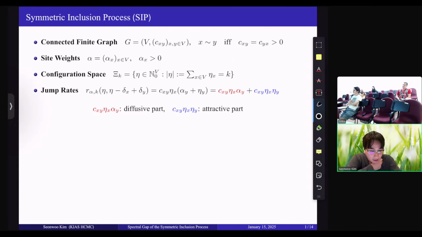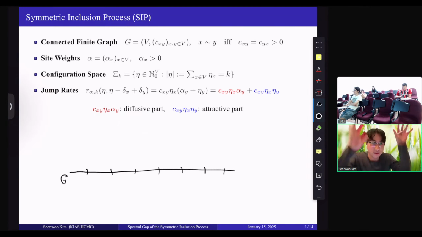Okay, so I'll start by defining the model. We will fix the model called symmetric inclusion process. First we start with any arbitrary connected finite graph G. During the talk we can just think of, for simplicity, a one-dimensional graph, but we can think of any graph like a lattice, a complicated graph, etc. So we fix G with vertices V, and then we assume that we are given a conductance structure, where the conductance is a positive value assigned to each edge, and it is 0 if there is not an edge.